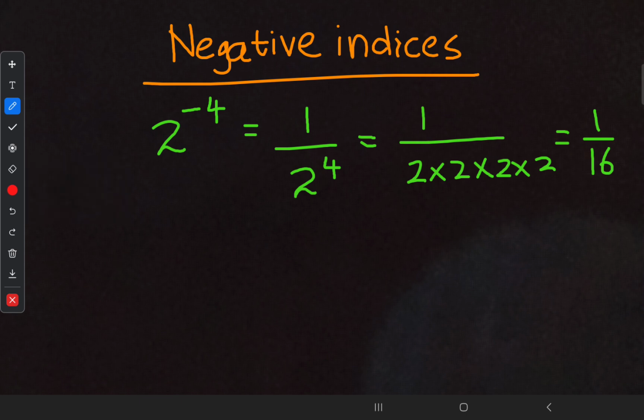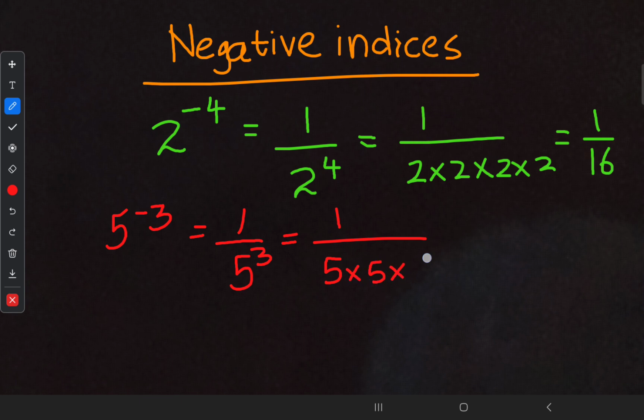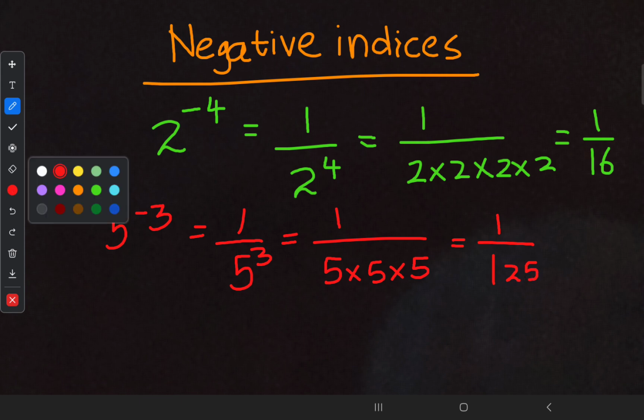When we deal with this question, 5 to the power of negative 3, that means first of all we have to convert it as a positive power. 1 upon 5 to the power of 3. That means 1 upon 5 into 5 into 5. So 5 into 5, 25. 25 5s are 125.